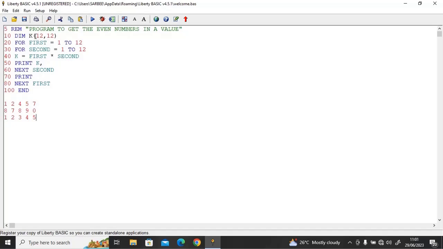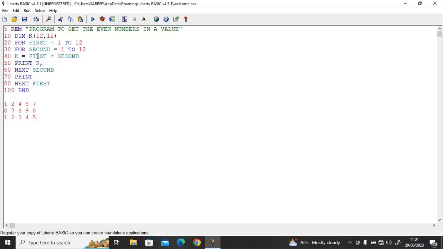I want 12 rows. I just put 1, 2, 3, 4, 5, 6, 7, 8, 9, 10, 11, 12. Then at the bottom also 1 to 12. So first is 1 to 12, starting from 1, 2, 3, 4, 5, 7, 8, 9, 10, 11, 12. Second also, 1 to 12. Now I'm using this scale. The dimension here, I'm replacing it with 1 to 12, and the second one also 1 to 12.